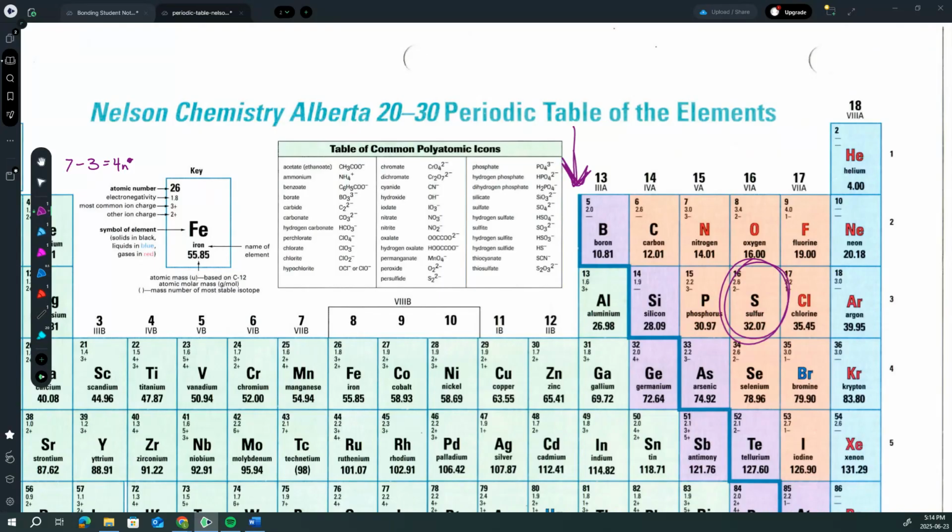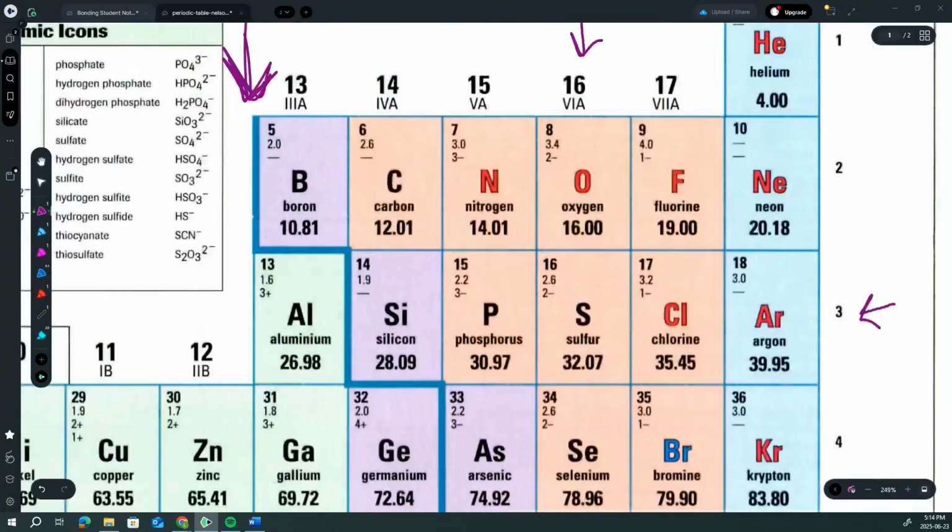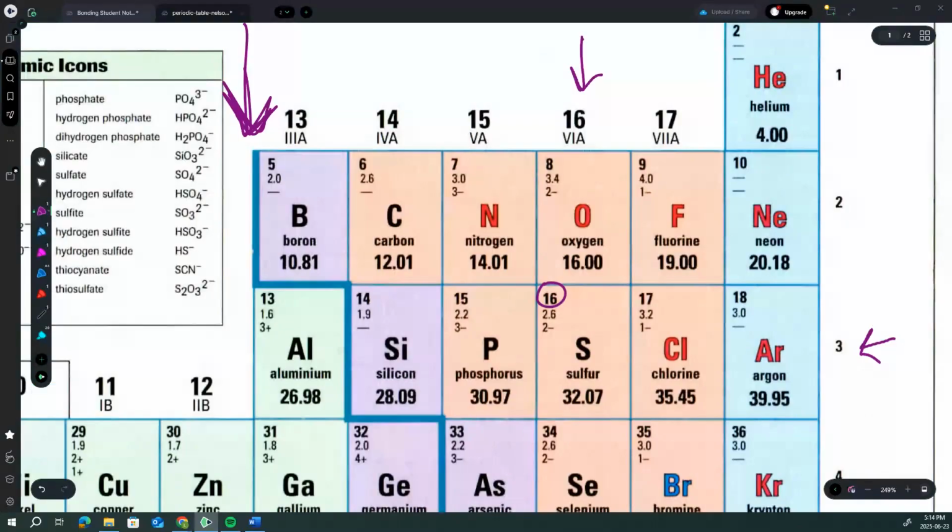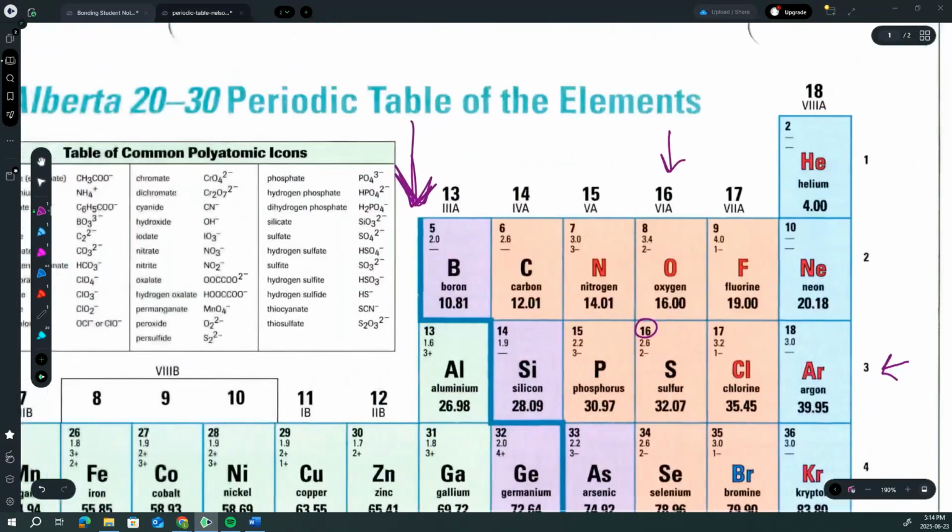So for our atom, it's in group 16, so I'd expect that there's 6 valence electrons, and it's in period 3, so I'd expect that there are 3 energy levels to it, or 3 orbits. There's 16 protons for sulfur, and if we're figuring out the neutrons, I can round the atomic mass to the nearest whole number, subtract the amount of protons, and that'll give us 16 neutrons.